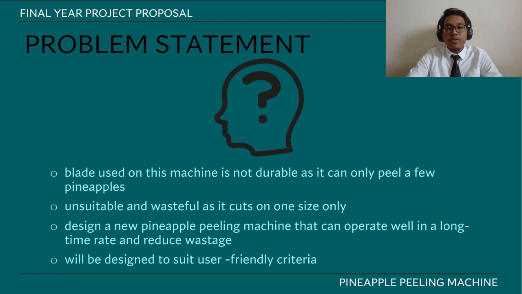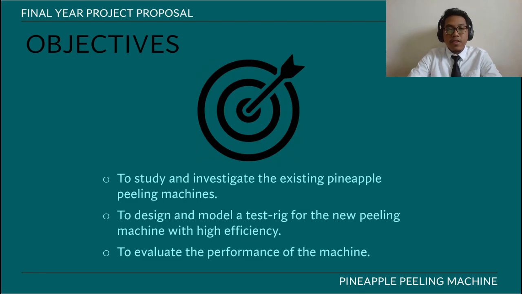The existing machine does not meet the requirement, as it is not able to peel pineapple in bulk. The blade used on this machine is not durable, as it can only peel a few pineapples. Moreover, the peeling method of this machine is unsuitable and wasteful as it cuts on one side only. So, the main purpose of this project is to design a new pineapple peeling machine that can operate well over a long period and reduce wastage by changing the peeling method. The peeling machine will be designed to suit user-friendly criteria. Next, I will present about the objective of this project.